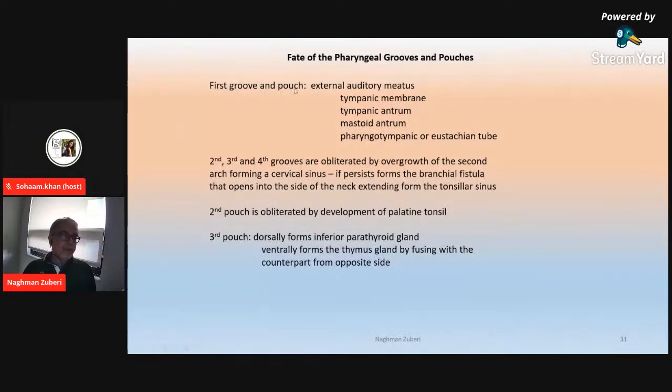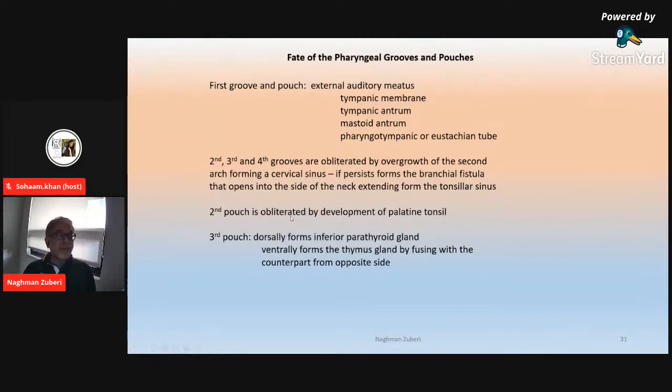First groove and pouch: the external auditory meatus is derived from it, the tympanic membrane, tympanic antrum, mastoid antrum, then the pharyngotympanic or eustachian tube. Second, third, and fourth grooves are obliterated by the overgrowth of the second arch, forming a cervical sinus. If it persists, it forms the branchial fistula that opens into the side of the neck, extending from the tonsillar sinus, which is a congenital malformation.